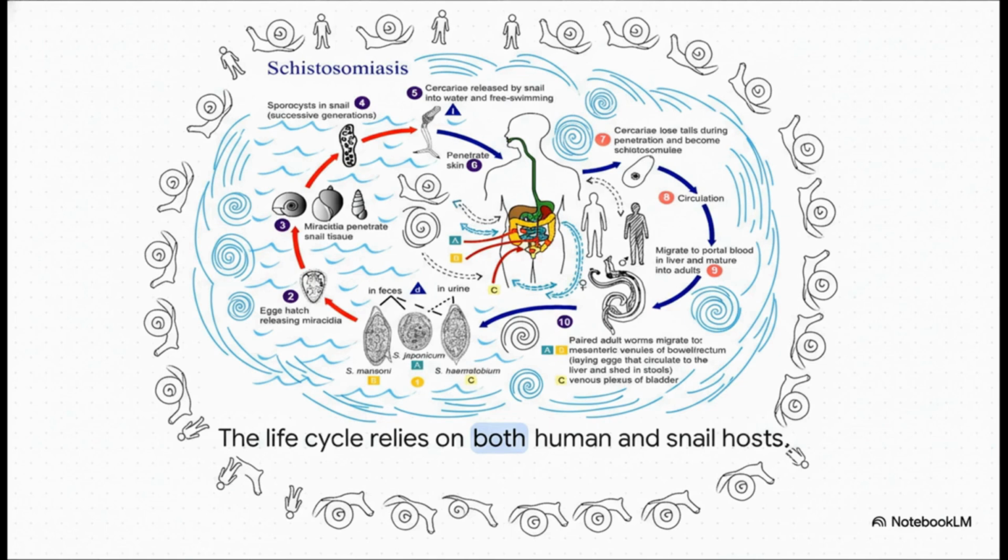That snail becomes a host, the parasite multiplies like crazy inside, and then thousands of tiny larvae get released back into the water. And when another person comes into contact with that water, boom, the larvae burrow into their skin and the whole cycle starts over. It needs both people and snails to survive.